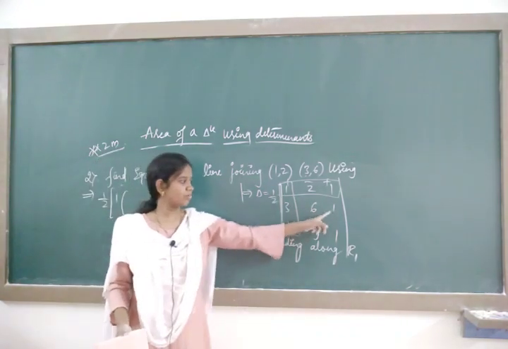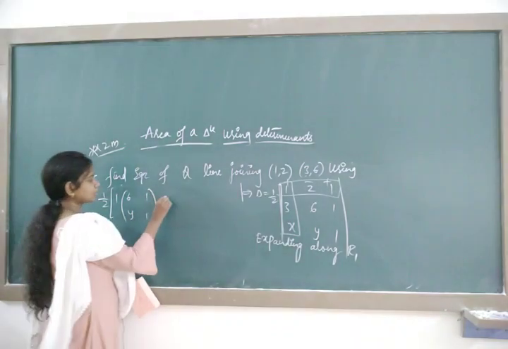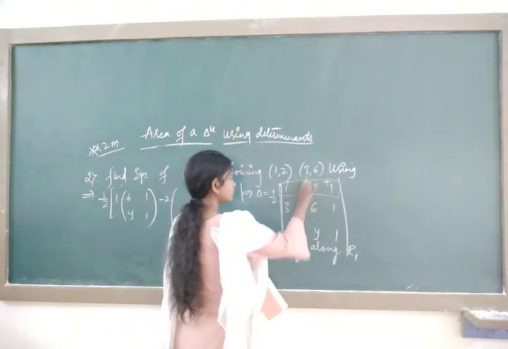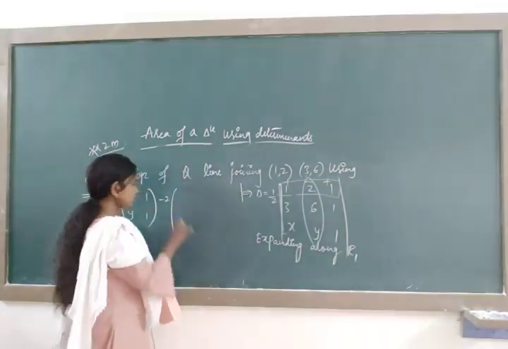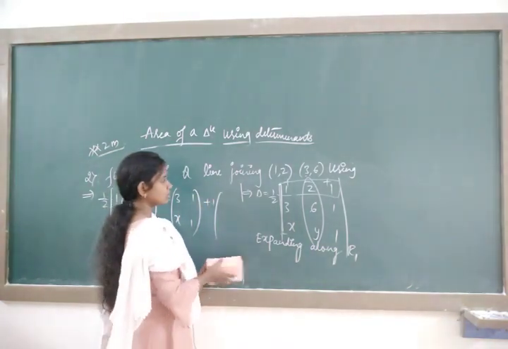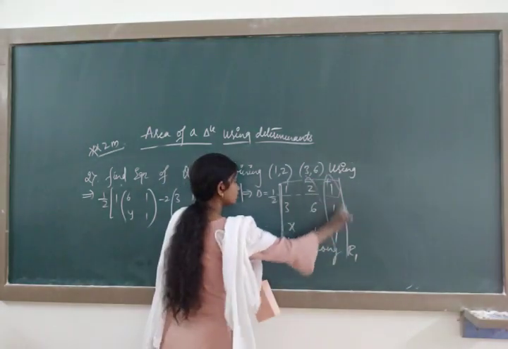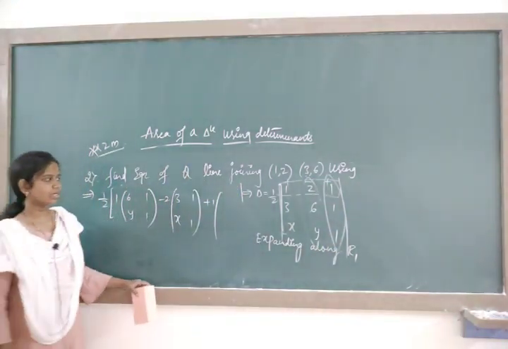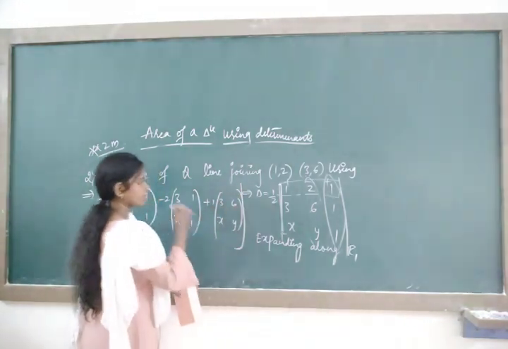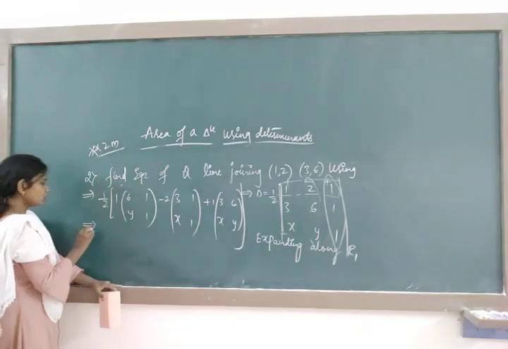It's 1 of what remains? 6 1 y1. Next, minus 2 of, now the first column opens and the second column is closed. What remains? 3 1 x1. Plus 1 of, now the second column opens and the third column is closed, so it remains as 3 6 x y. So now expand the 2 cross 2 determinants.